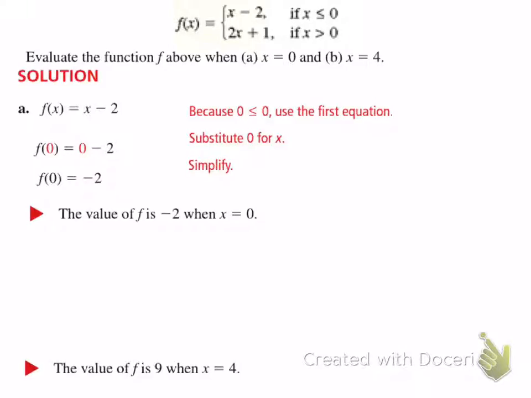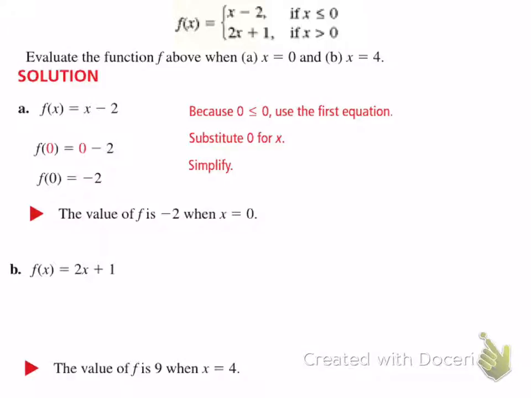Now, they're not writing that on the video, but I'm writing that on the board. The next problem is asking us to evaluate part B when x equals 4. So when x equals 4, which domain restriction am I using, Hershey? x is greater than 0. So when I have x is greater than 0, I'm going to use which equation? Hershey? 2x plus 1. Read the whole thing: f of x equals 2x plus 1. I'm using the 2x plus 1.